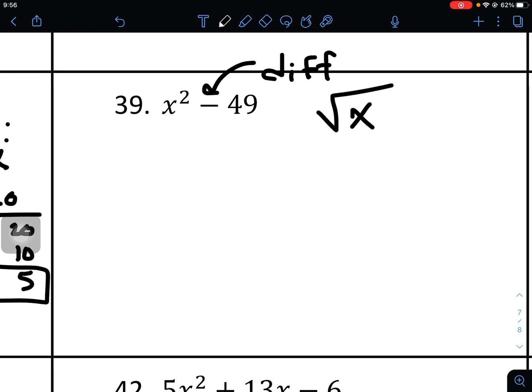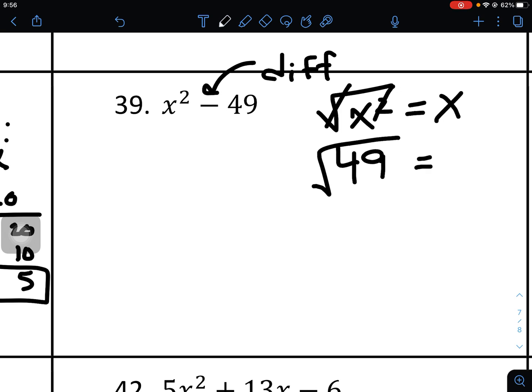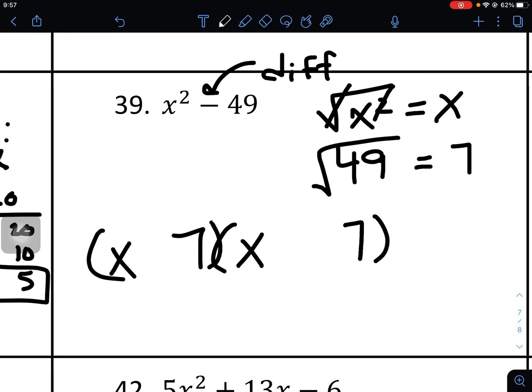You're going to take the square root of the first term. Remember, squares and square roots undo each other, so the square root of x squared is x. And you'll take the square root of the second term, which is 49. Don't worry about that negative. That negative tells me that it's a difference of squares. Square root of 49 is 7. And what we're left with then, that factors into our two parentheses, our two binomials, the square root of the first term in the first spots, the square root of the second term in the second spots. Difference of squares means different signs.